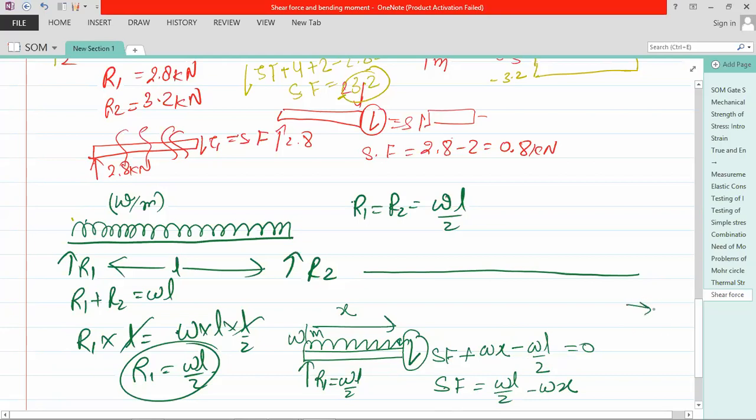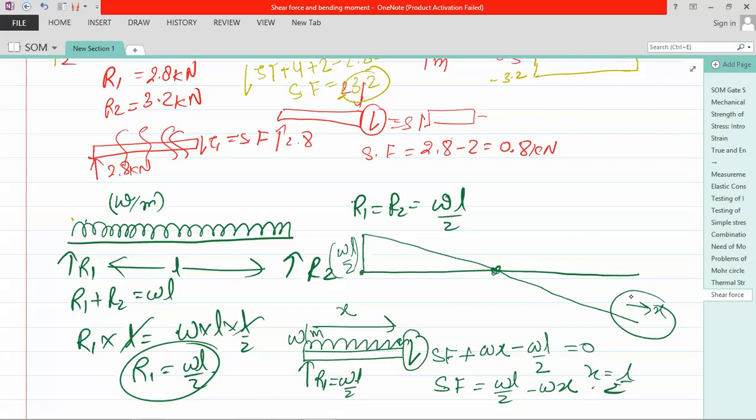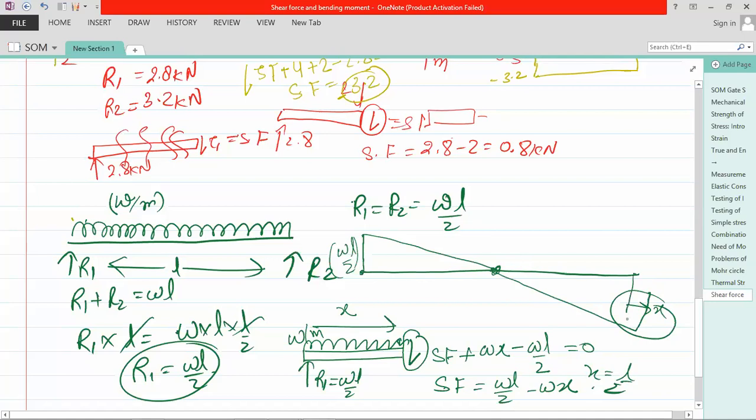Now it is a function of x, so x is this distance. What if x is equal to 0? Suppose this is x equal to 0. X equal to 0 means it is WL by 2. And when x is increasing, it is going on decreasing like this. At the middle point, when x is equal to L by 2, the shear force is 0. And again, the second portion dominates and it will go on decreasing. And this is your shear force diagram. And this is again WL by 2.